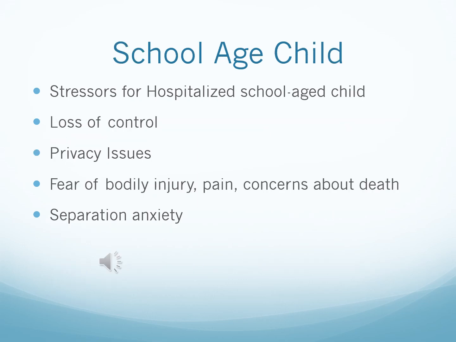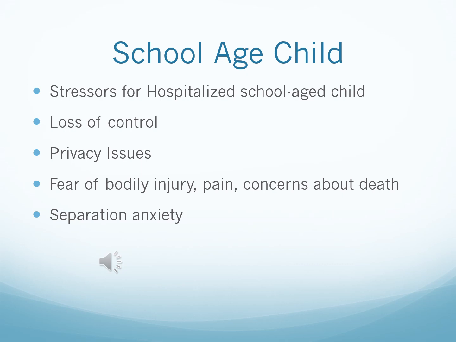So, with a school-age child, just keep in mind that they still rely on their parents and others for support and understanding during stressful events and procedures. Major sources of stressors for the child are that loss of control, privacy issues, fear of bodily injury, pain, and concerns about death. They also have that separation anxiety.